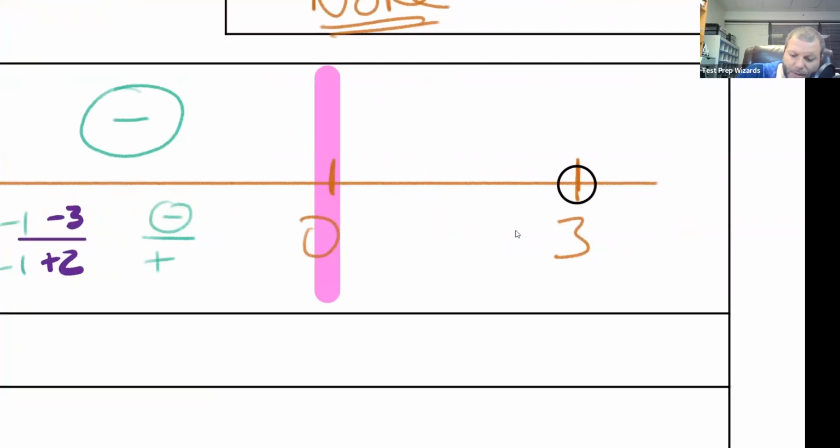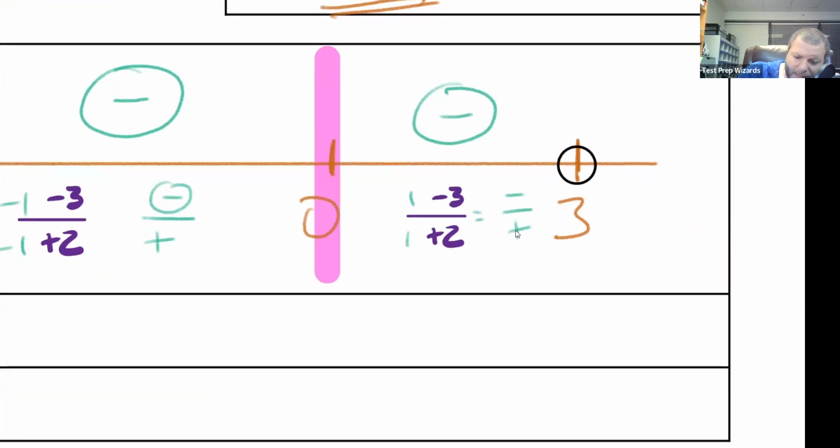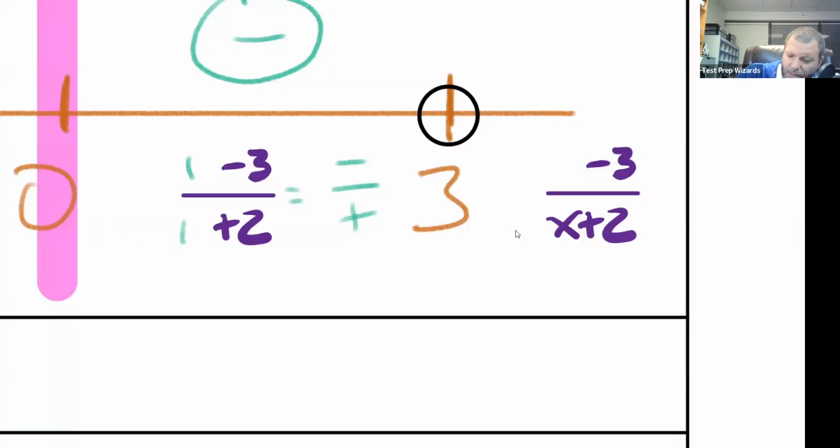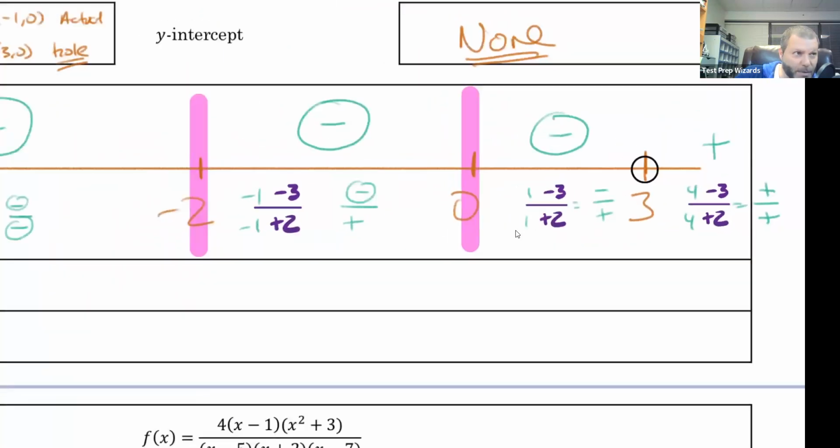If I plug in anything between 0 and 3, like just regular old 1, I'm going to get a 1 minus 3, which is negative, and a 1 plus 2, which is positive. So negative over a positive is going to give us negative. And if we plug in anything greater than 3, like 4 or 7,306, we're going to end up with a positive number over a positive number, which is going to be a positive number.